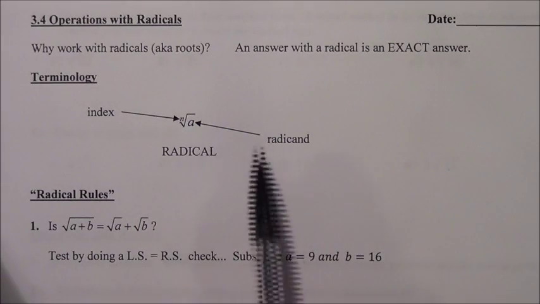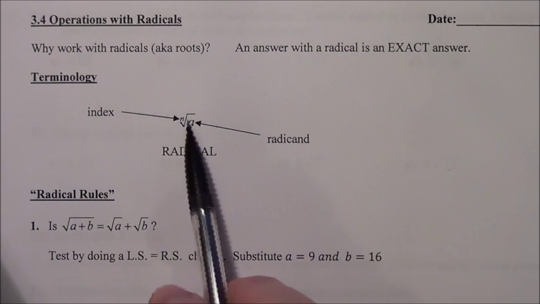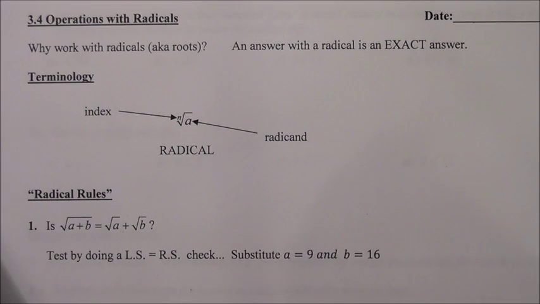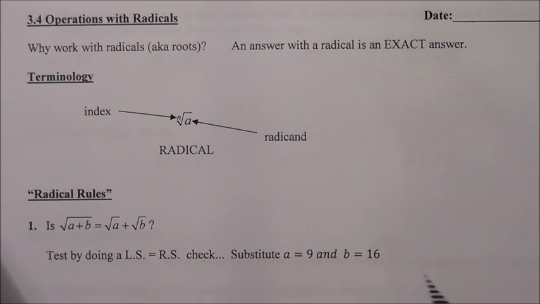So underneath the square root sign is the radicand, and any value outside here is the index. We're going to be just dealing with square roots, so generally the index would be a 2 there, but if it's a square root, the 2 isn't necessary, so we don't have to write that.